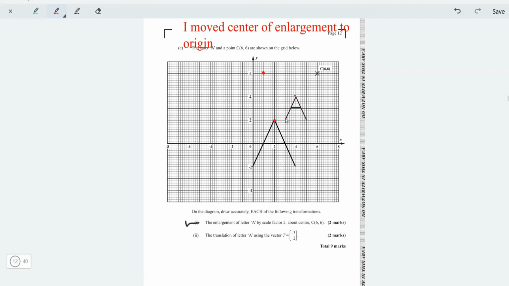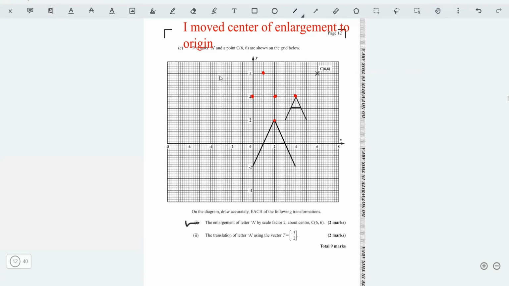Now we need to translate this point. -3 means to the left: 1, 2, 3. Then we'll go up 2: 1, 2. Right here. So then we're going to translate again. -3 means to the left: 1, 2, 3. Then we'll go up 2: 1, 2. That's it. And then we're just going to draw that now.